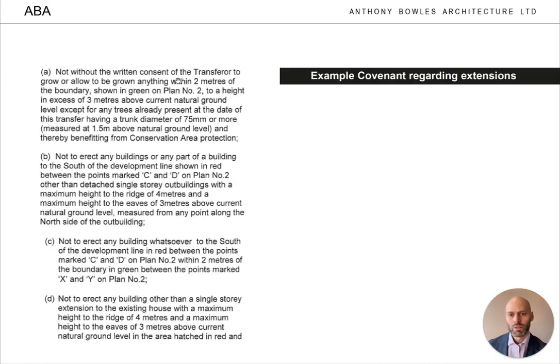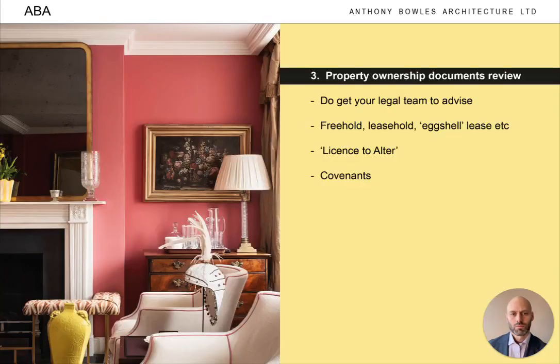Not without the written consent of the transferor to grow or allow to be grown anything within 2 meters of the boundary, shown in green on plan number 2, to a height in excess of 3 meters, etc. So this is to do with growing trees on a boundary. And part B, not to erect any buildings or any part of a building to the south of the development line shown in red between the points marked C and D on plan number 2, other than detached single-story outbuildings with a maximum height to the ridge of 4 meters and a maximum height to the eaves of 3 meters. And it goes on like this, basically telling you very clearly where you can and cannot build in relation to an attached plan. Okay, so that is an example of a covenant.